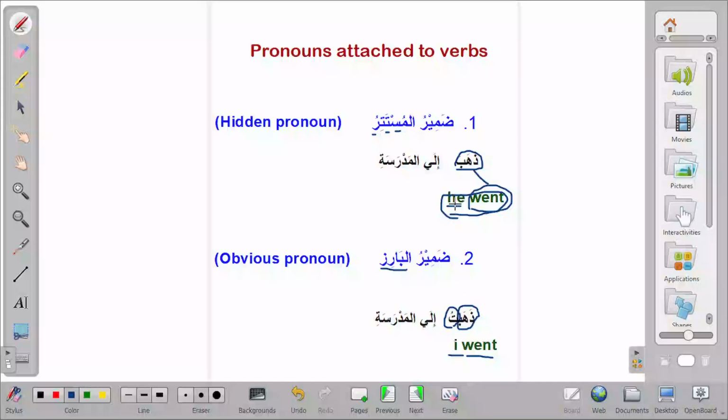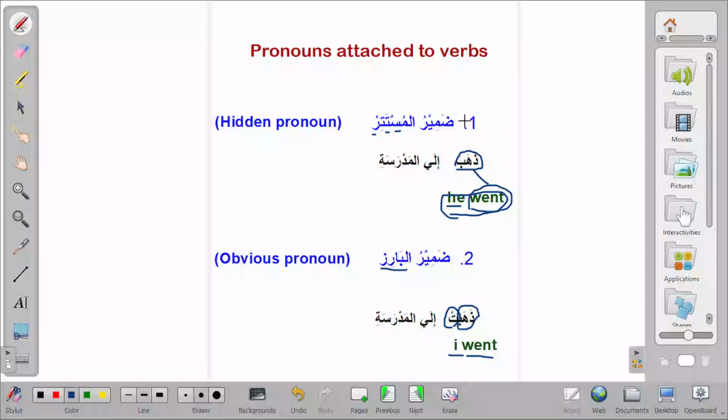But here, if you ask me where is the he, I say zahaba, which means he went. Zahaba is the verb, which means went, literally. But where is this he? The pronoun is not there. Look, I can point it out for you. So it is domirul mustatir, a hidden pronoun. I hope that is clear.